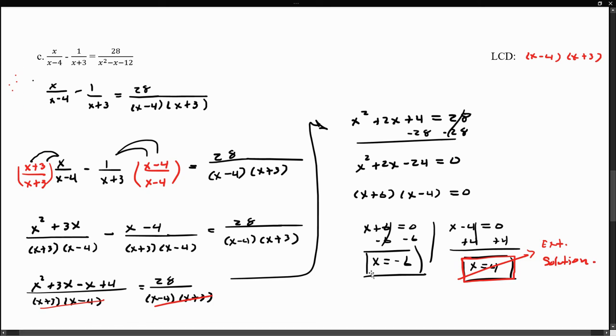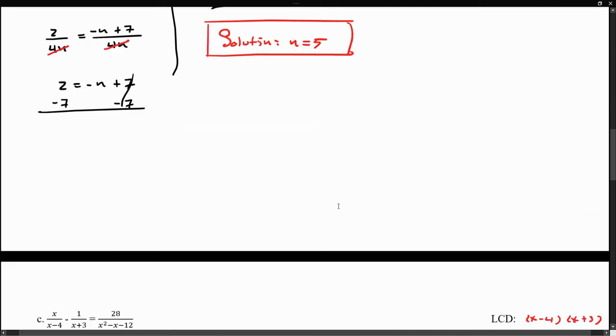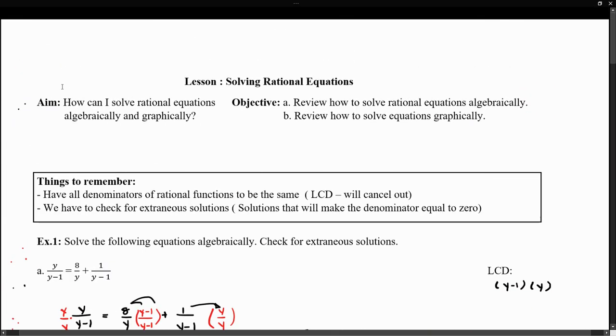So how about negative 6? Well, negative 6, if I plug it into the denominator of the first fraction, it doesn't give me 0, so it's good. To the second fraction, it doesn't give me 0, so it's good. To the last fraction, notice that it's the same as here. If I plug in negative 6, it doesn't give me 0 in the denominator, so it is good. So therefore, my only solution is the value x equals negative 6. And with this, it concludes our lesson for solving rational equations.